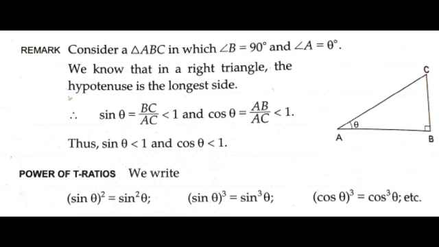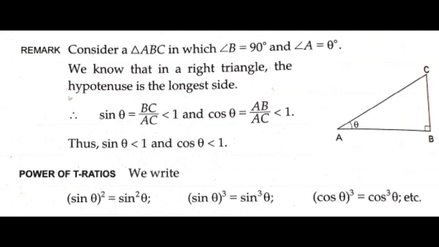Now in proving the square relation, I have used one concept which I am going to explain here, that is power of t ratios. But before that, let me explain one more thing. Consider a triangle ABC in which angle B is equal to 90 degree, angle A is equal to theta, as it is shown here in the figure. We know that in right triangle, the hypotenuse is the longest side, that is, the side opposite to the greater angle is always longer.